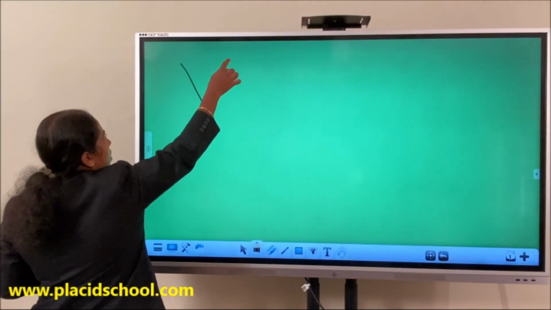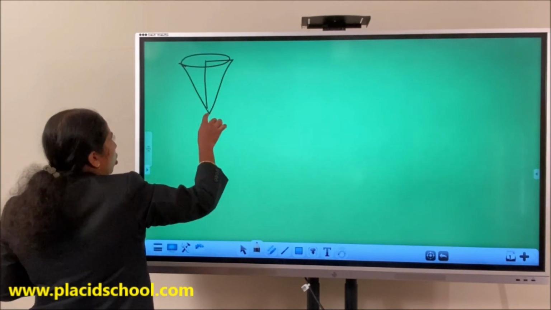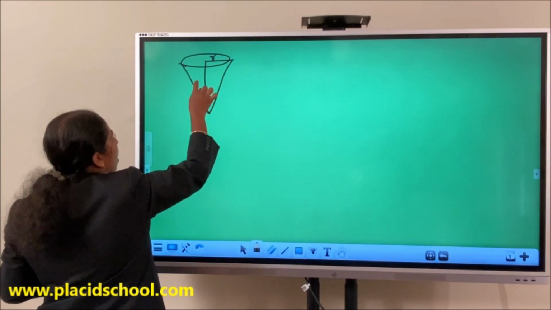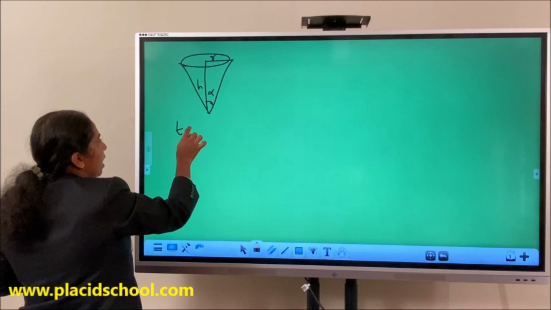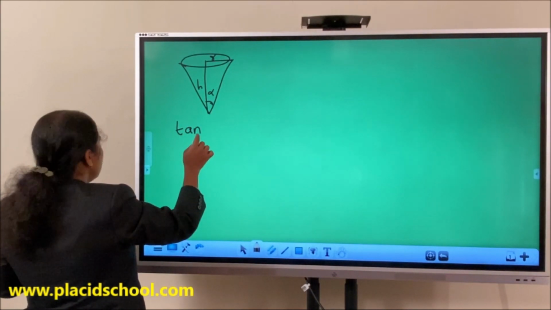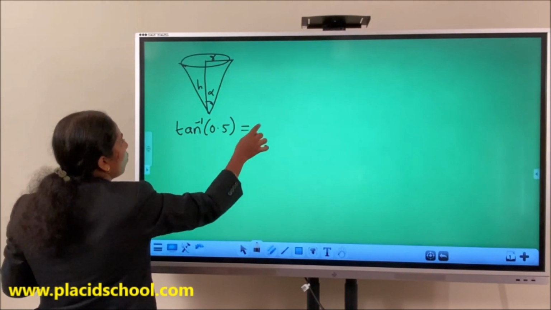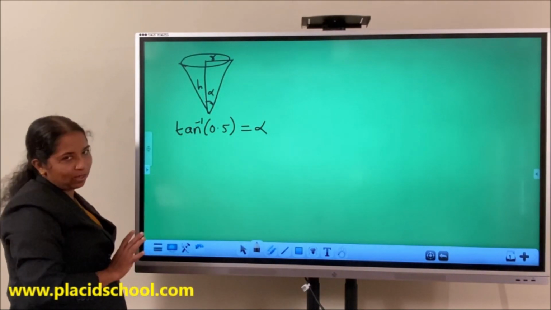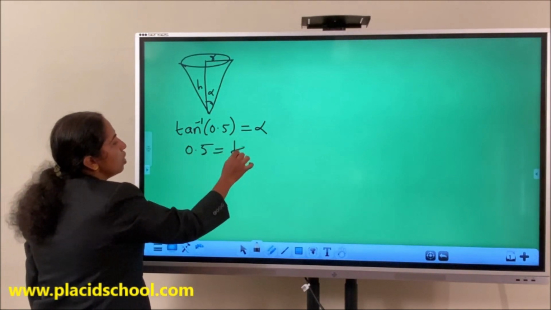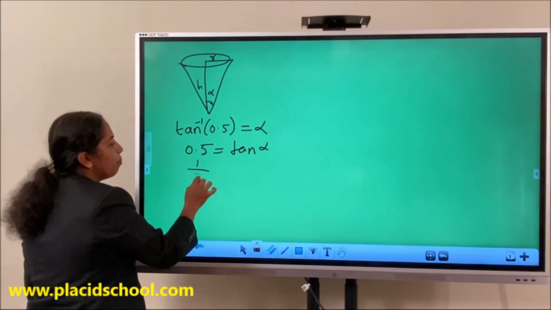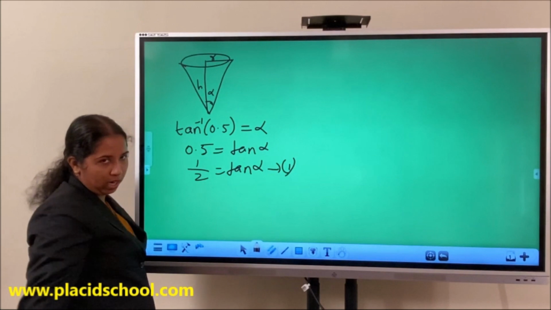See, we are given an inverted tank. You have the radius small r, height h, semi-vertical angle as alpha. We are given that tan inverse 0.5 equal to alpha. Semi-vertical angle is tan inverse 0.5. From here I can write 0.5 equal to tan alpha, 1 by 2 equal to tan alpha. Let it be there. Keep it as equation number 1.